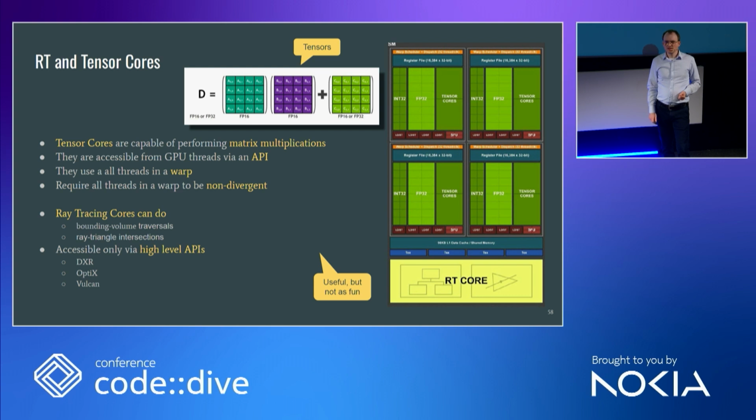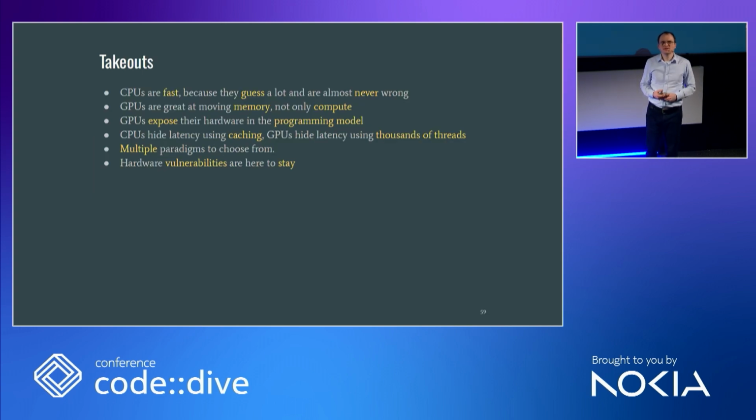It's quite interesting. And yeah, the main takeaways are that CPUs are fast because they guess a whole lot. They guess everything, and they assume everything, and they are almost never wrong. And GPUs are not only great for compute, but also for moving a lot of memory. And the GPUs expose their hardware internals in the programming API, and you can leverage that, which is a very alien experience when you start with it, but it is really quite cool. And while CPUs hide memory latency using caches, GPUs just oversubscribe with work to hide this latency.